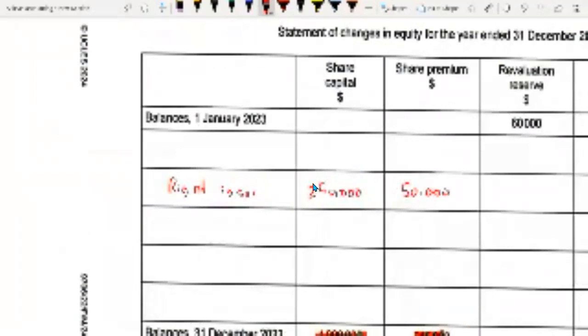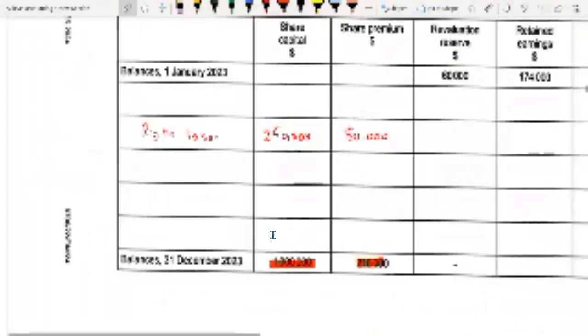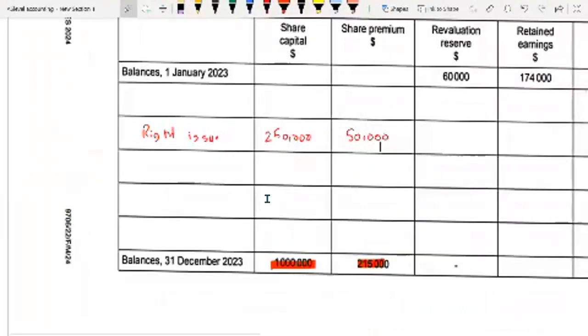Okay, so the closing balance shows us that we have the share capital, which is 1 million, and share premium, which is $215,000. So if you deduct your right issue, which is $250,000 as share capital, from the 1 million, you can automatically get your opening year balance. So 1 million minus $250,000, your opening balance would be $750,000.